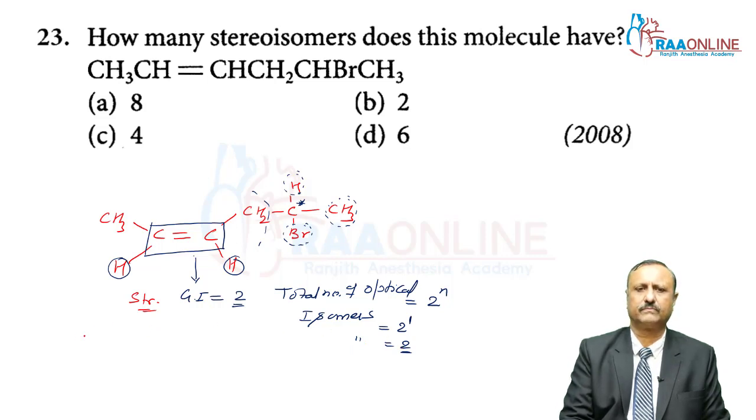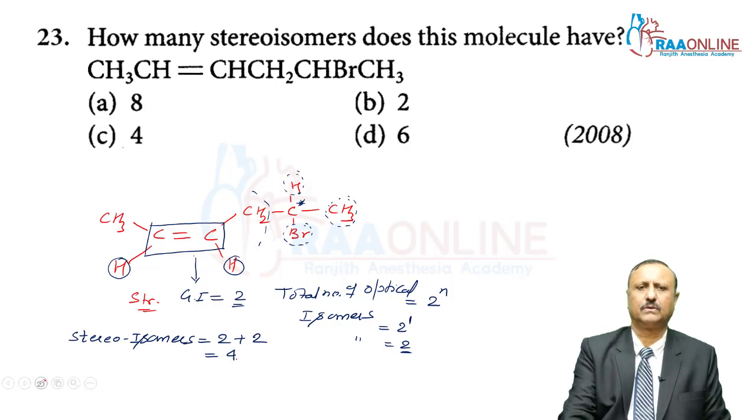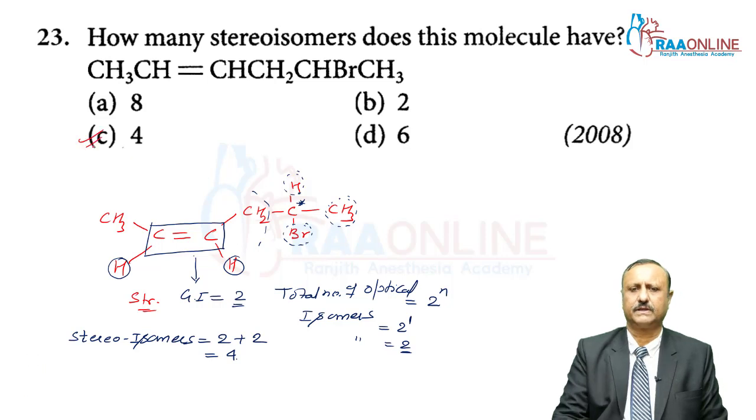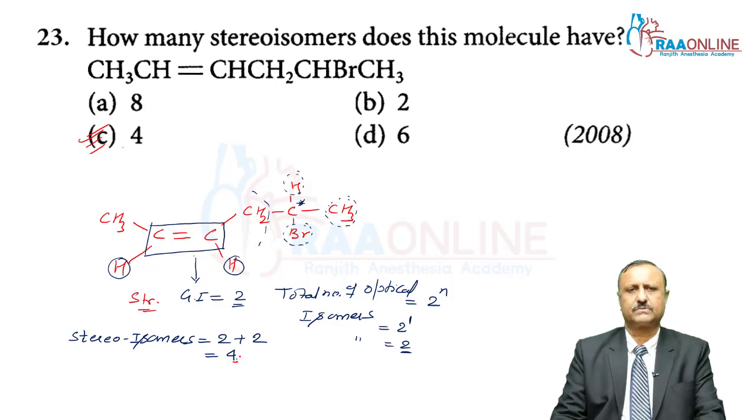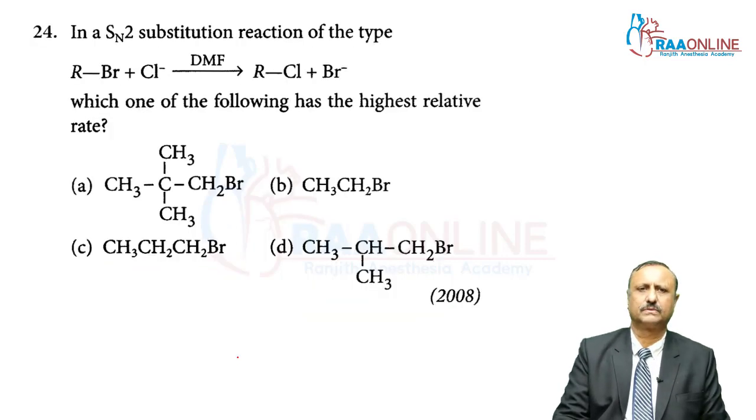So in this question, which was asked in NEET 2008, he wants the total number of stereoisomers, and you get 2 plus 2, that is equal to 4. So, my dear students, in this question number 23, you can go for option C, that is 4. Now, my dear students, we can go to question number 24.